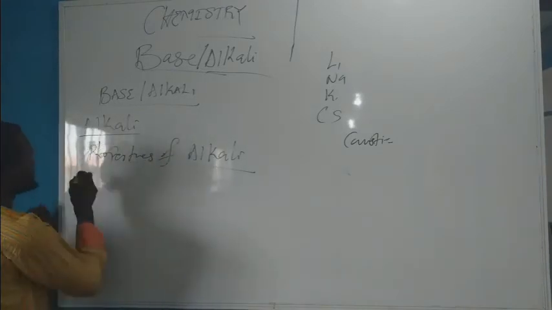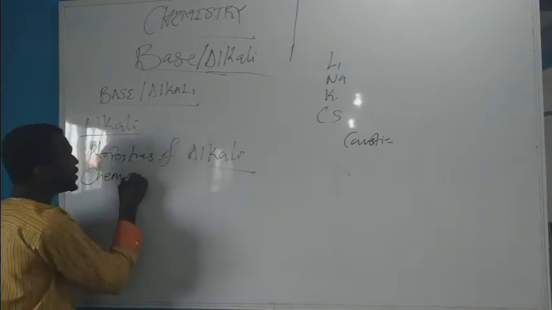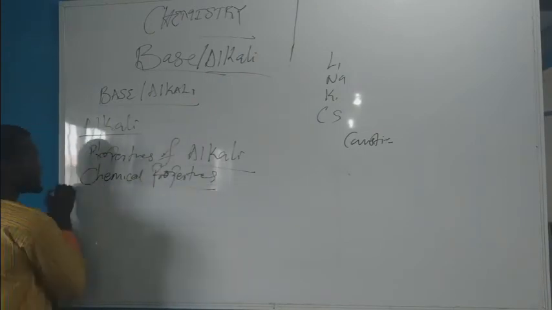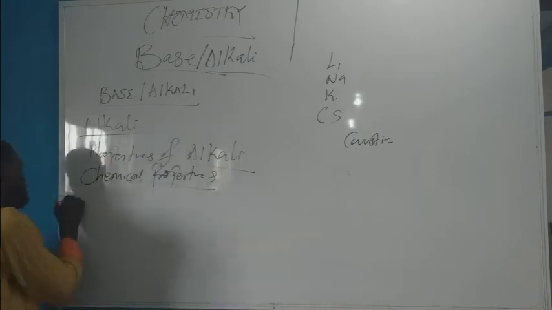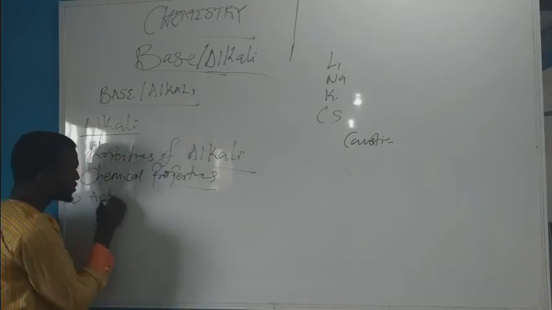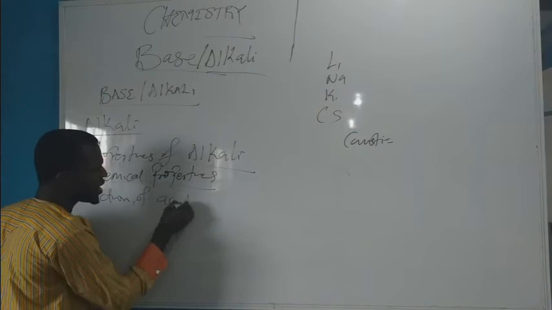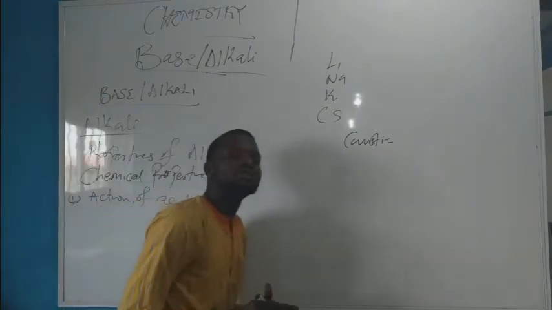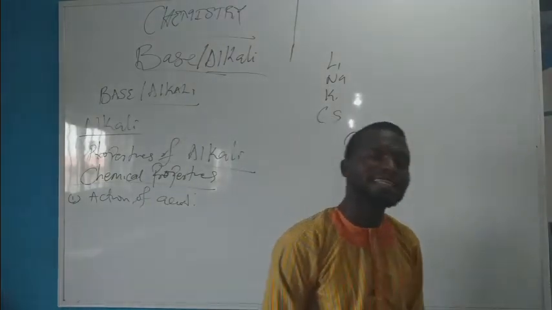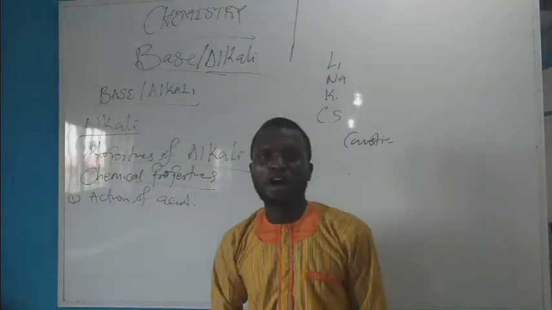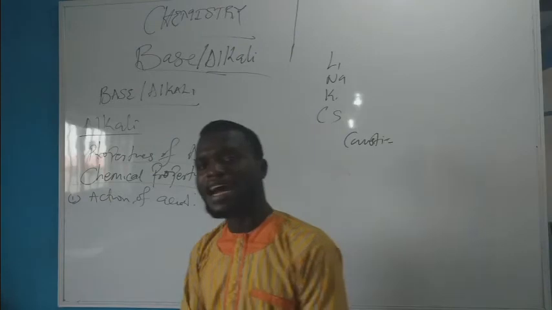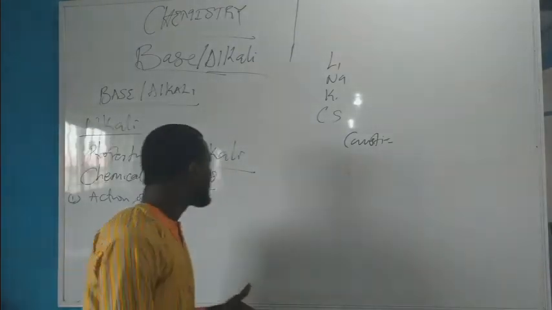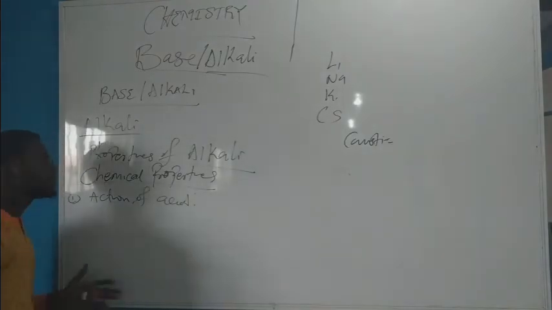Then we talk about the chemical properties. Number 1, action of acid. That is the neutralization reaction. Neutralization reaction can be defined as a reaction involving the combination of hydrogen ion from an acid and hydroxide ion from an alkali to form water as the only product.